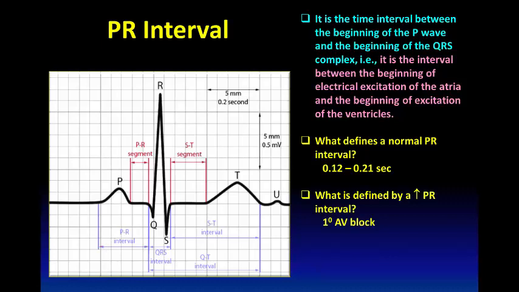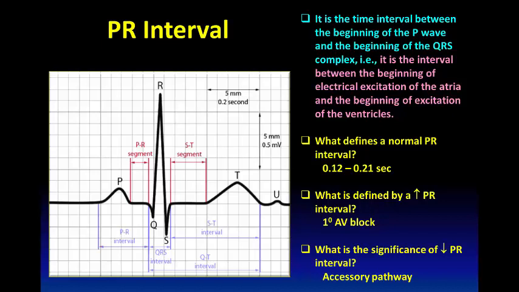An abnormally prolonged PR interval is defined when we have a block of the conduction of the impulse in the AV node, and this is seen in the first degree AV block. So when the electrical impulses are delayed more than normal in their conduction through the AV node, this would prolong the PR interval.